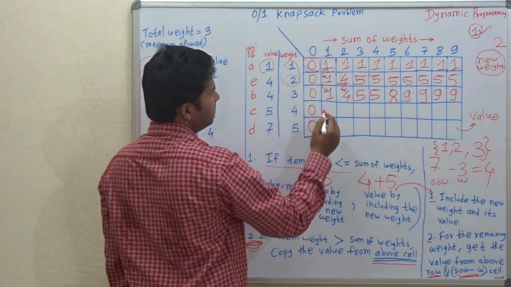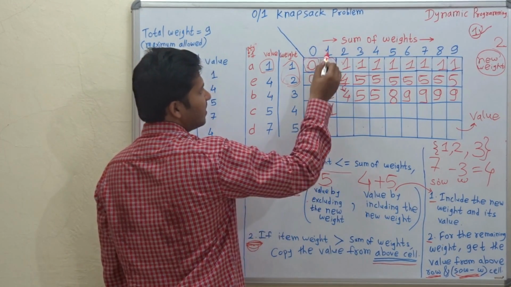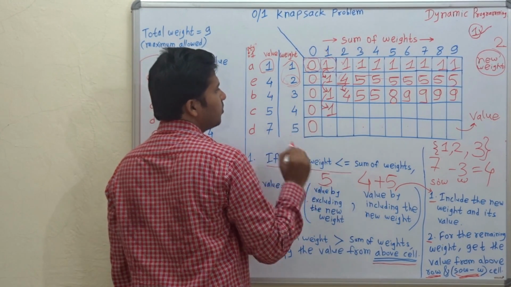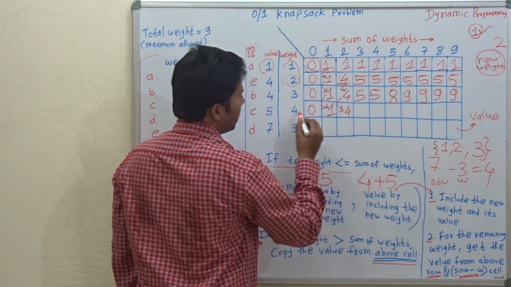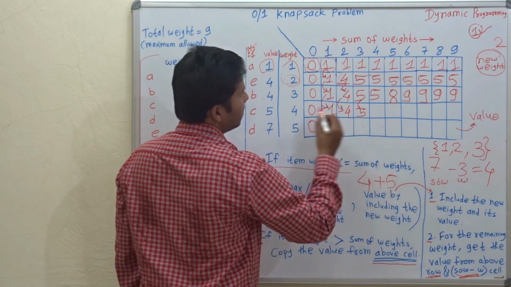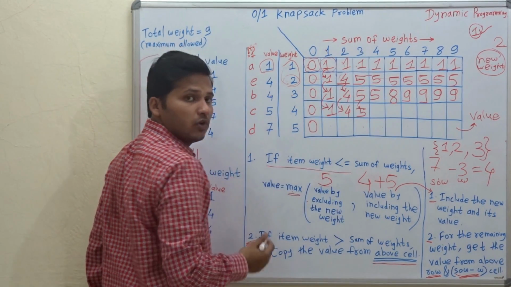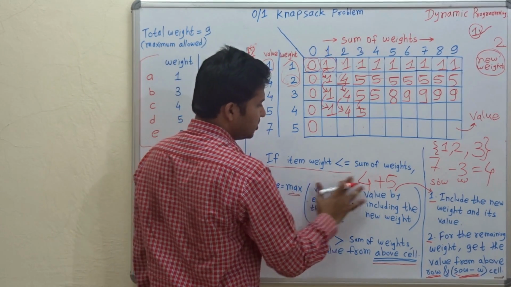Can you form 1? No. So just copy, because 4 is greater than 1, copy the value from the above cell. 4 is greater than 2, copy the value from the above cell. 4 is greater than 3, so copy the value from the above cell. Now 4 is equal to 4, so you have to use the procedure.